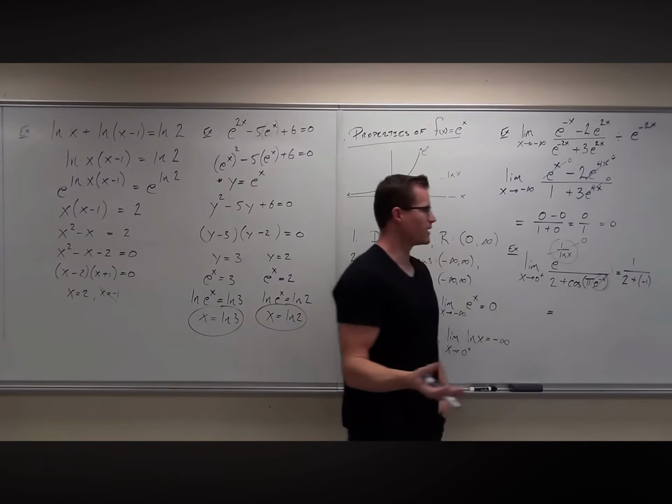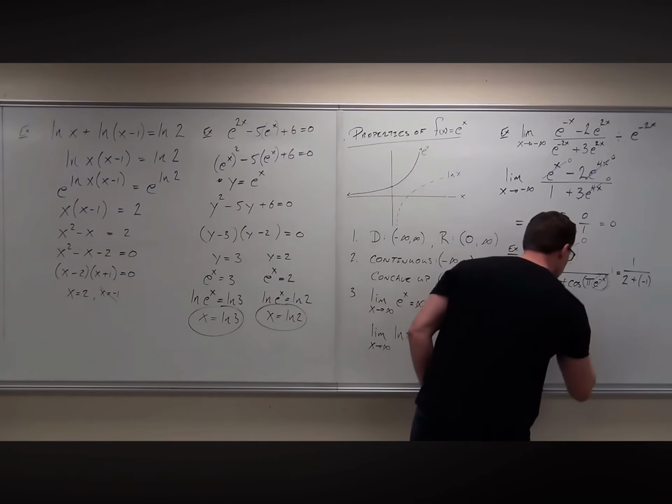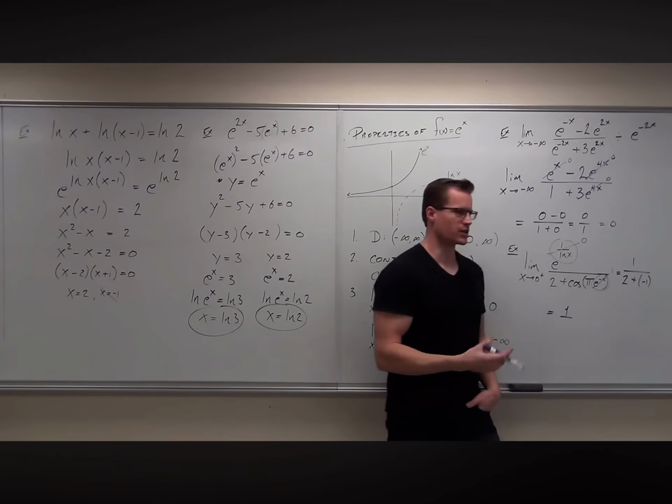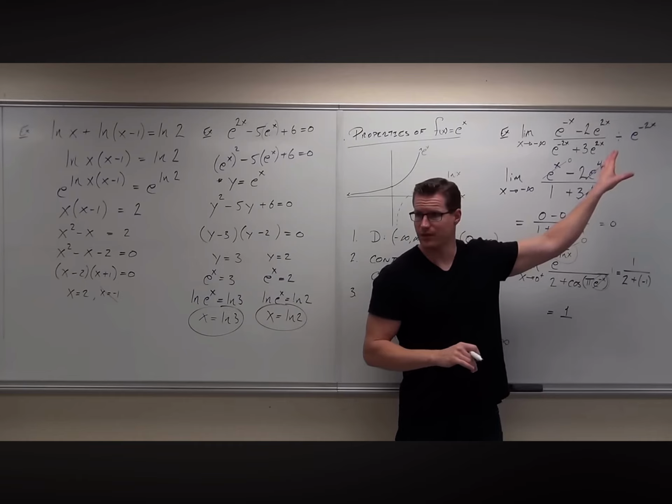So all said and done, we've got 1 over 2 plus negative 1. How much is our answer? Yeah, that's it. That's how you think about these things. Work little pieces. If you get infinity over infinity, like we would have here, you've got to do something else.